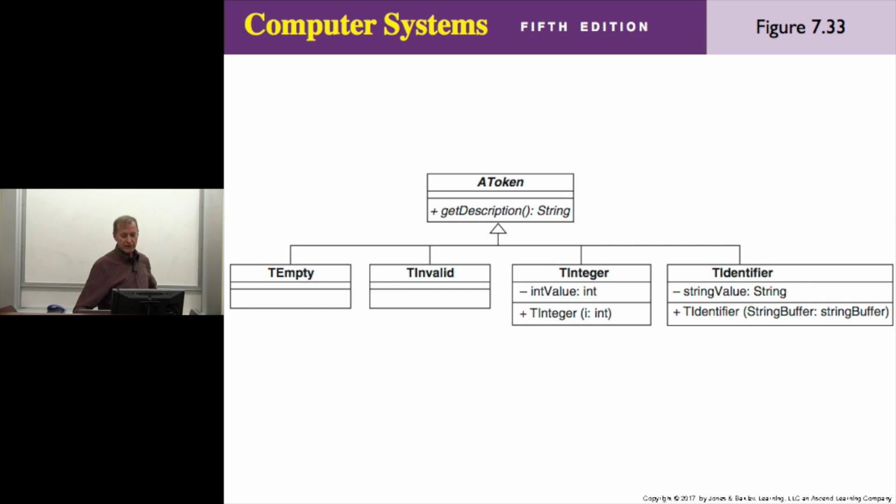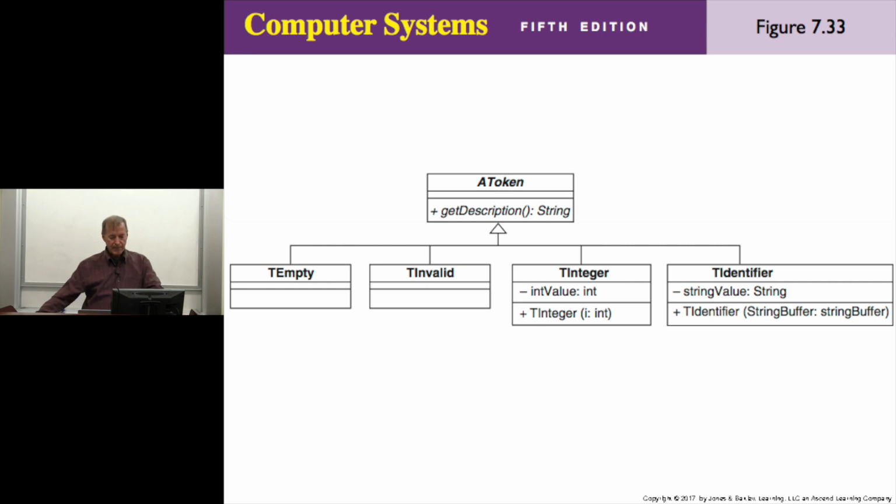Now, in figure 7.33, we have a token. What does the A stand for in a token? Abstract. That means the getDescription method is not defined in the abstract token class. It is specified in the abstract class, but it is implemented in each one of the concrete classes.